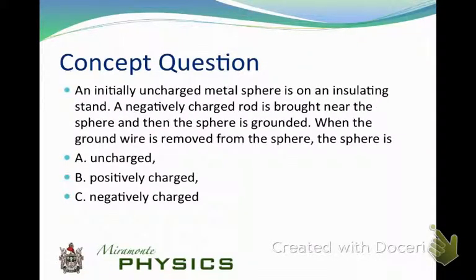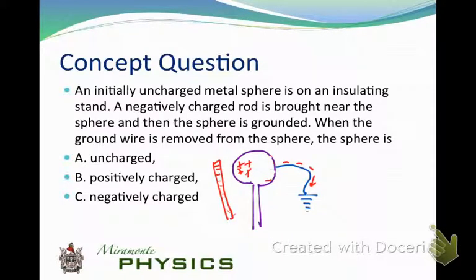All right, here we go. An initially uncharged metal sphere is on an insulating stand. A negatively charged rod is brought near the sphere, and then the sphere is grounded. When the ground wire is removed, the sphere is what? Okay, we agree the answer is B. Because if you bring a negatively charged rod by, they're going to polarize. And then if you ground one side, then the negatives run away, and you're left with a positively charged sphere. And so you have a net positive charge. Good.